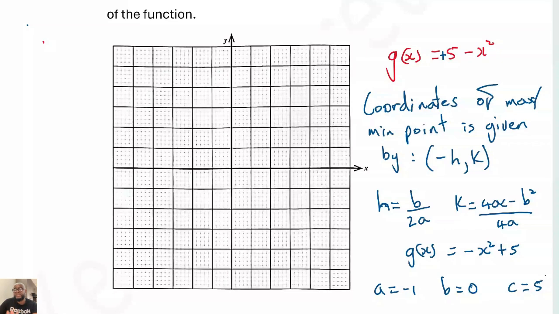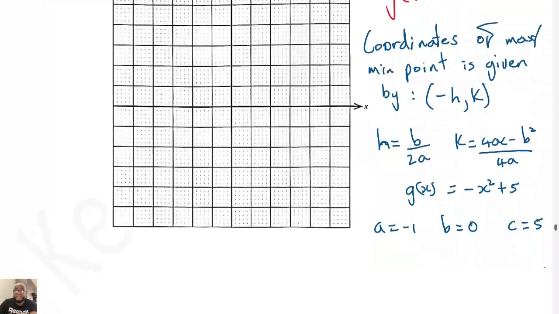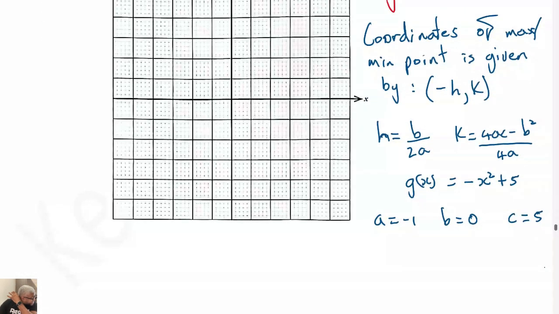So I want you all to find h, find k, and then we have to find the roots of the function, which means we need to solve this quadratic. But find h and k first, quickly. I'm giving you all time.